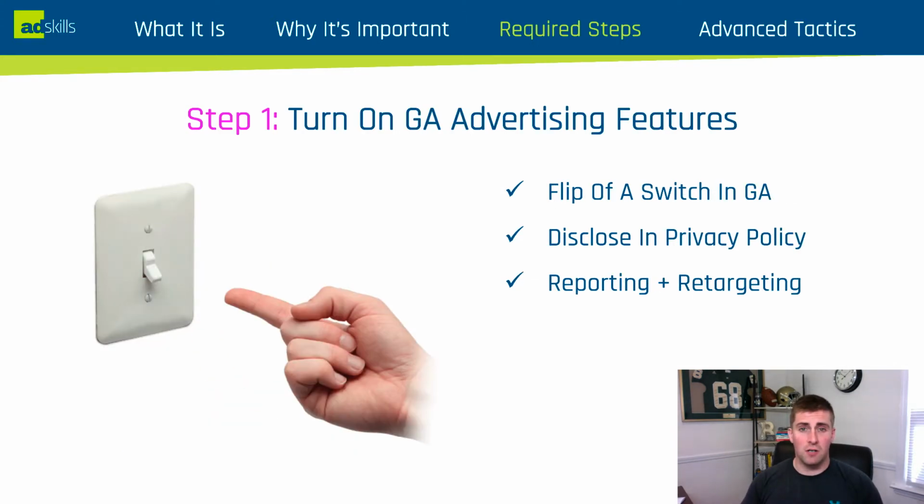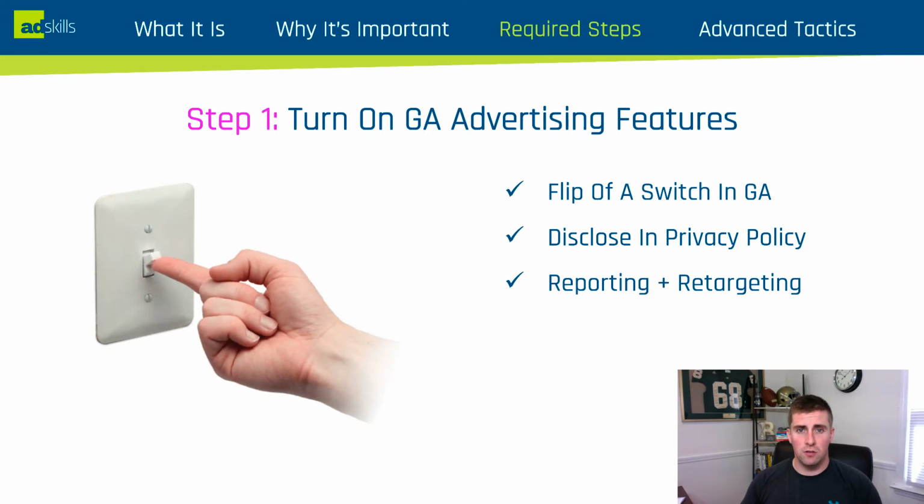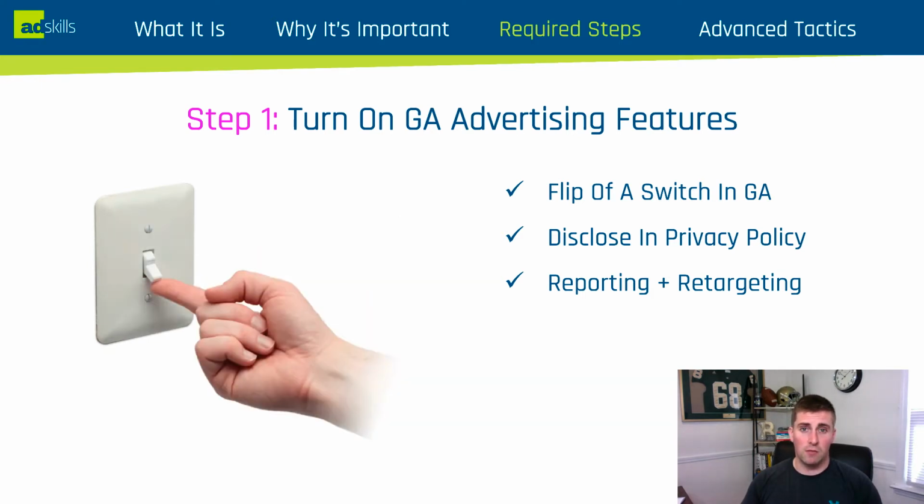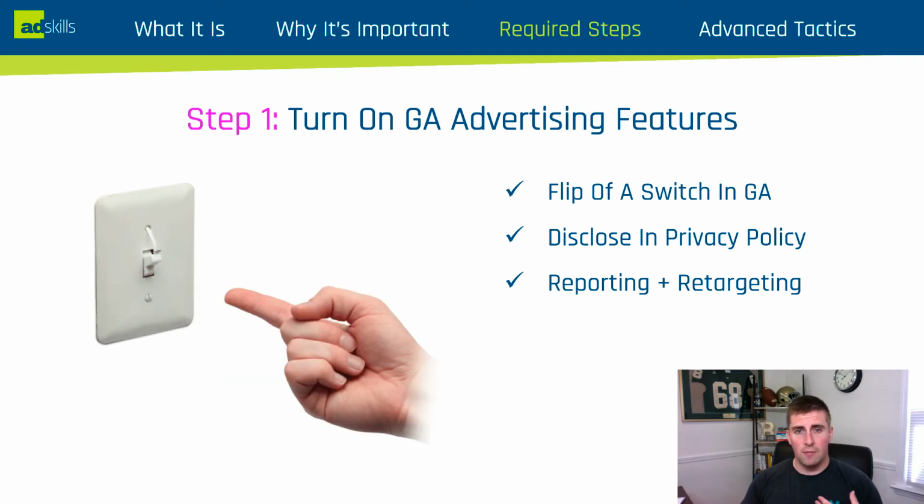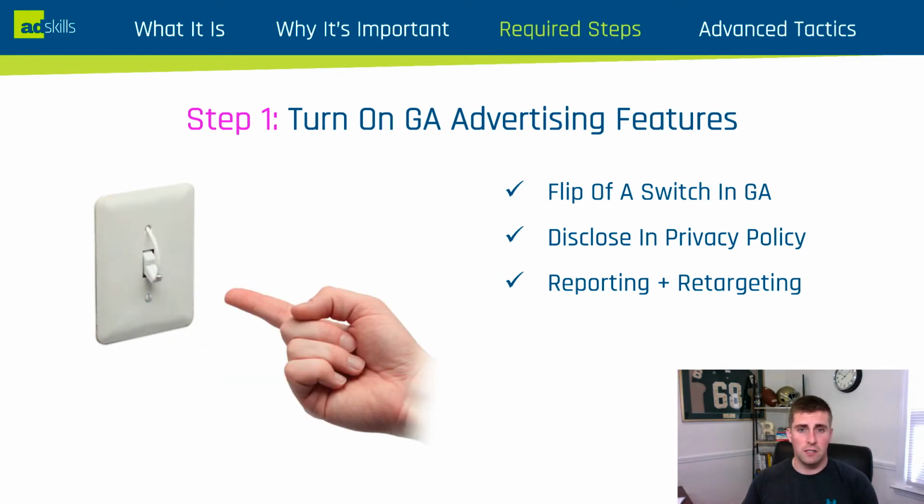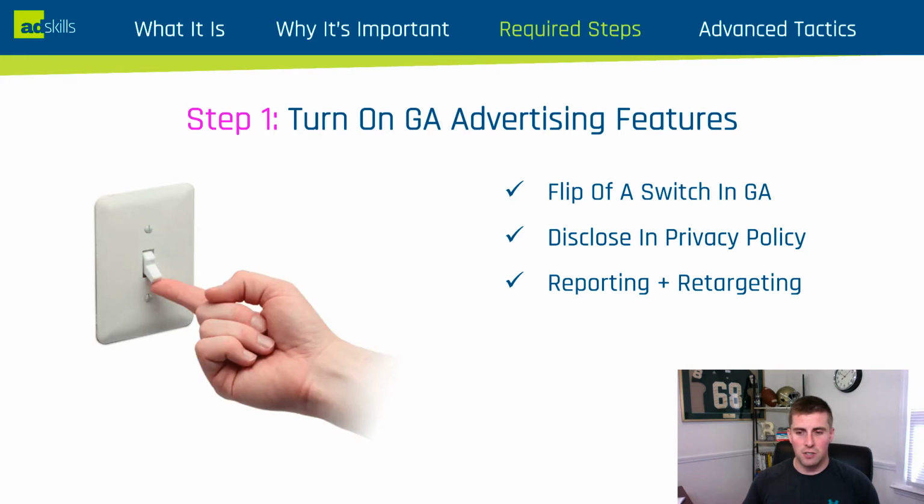So step 1 is turning on the Google Analytics advertising features. A very simple thing to do. It's just the flip of a switch. You'll want to make sure you disclose this in your privacy policy. There's a lot of language out there, and I really recommend consulting with a lawyer. When it comes to just talking about you're using an analytics tool to monitor and optimize your campaign performance, it's pretty common language, but as we've just gone through the GDPR update, it's really, really important to make sure you're disclosing those things, that people can opt in for consent so you can get this type of information.